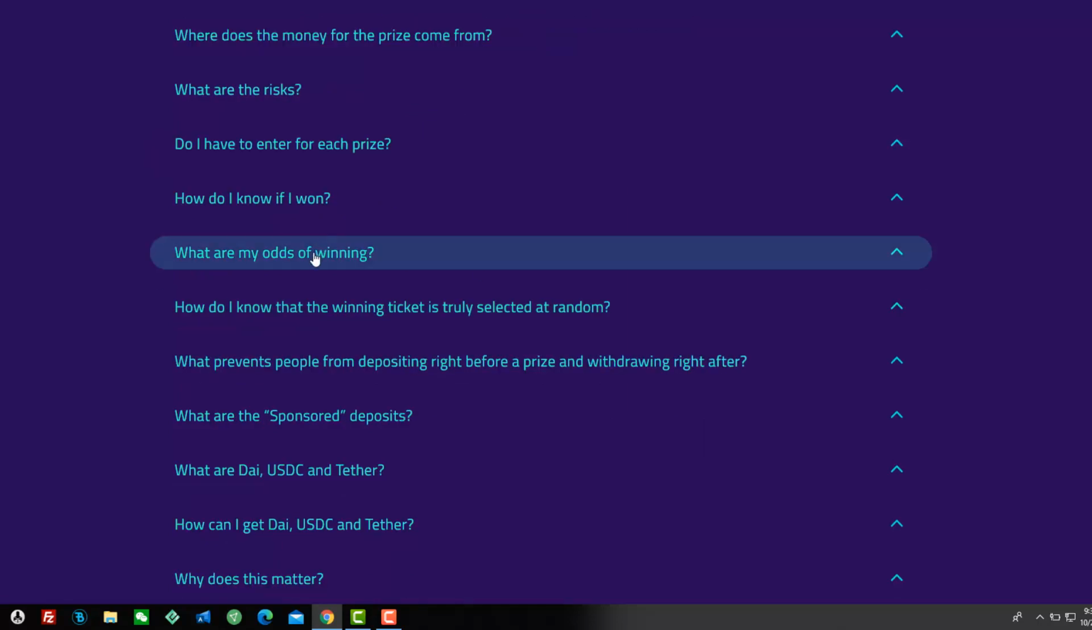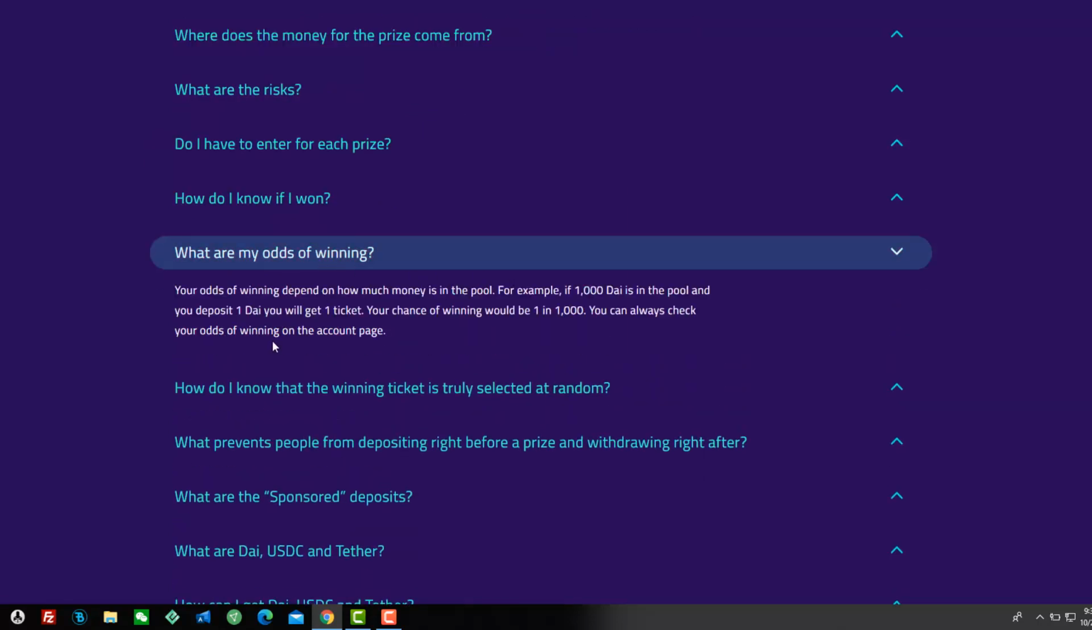It talks a little bit about the odds of winning. Your odds of winning depend on how much money is in the pool. For example, if 1,000 DAI is in the pool and you deposit 1 DAI, you'll get one ticket. Your chance of winning will be 1 in 1,000. Check the odds page, account page.